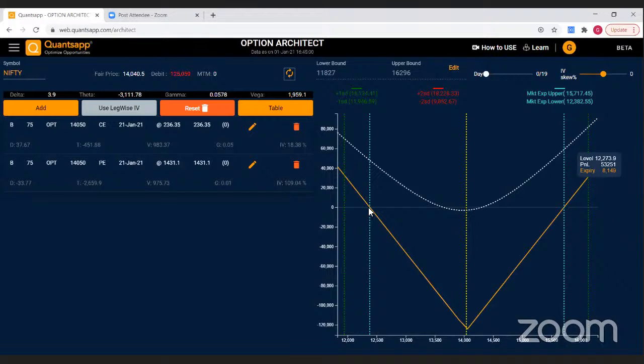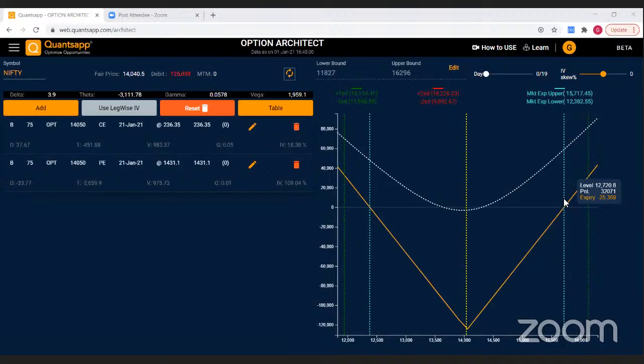So at this point it says your profit and loss for the particular day is going to be around 53,000, and for the expiry it's going to be at around 8,000. So this is the place where you can actually see at what level your payoff is going to be, what the payoff is going to be.